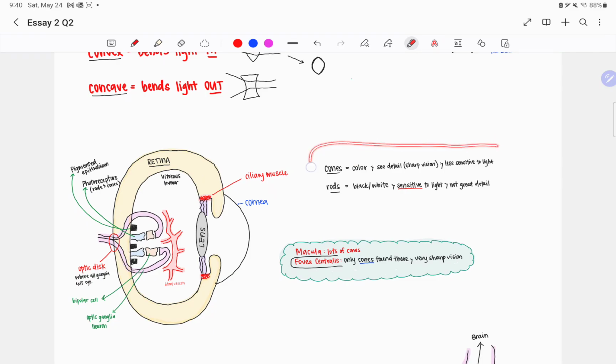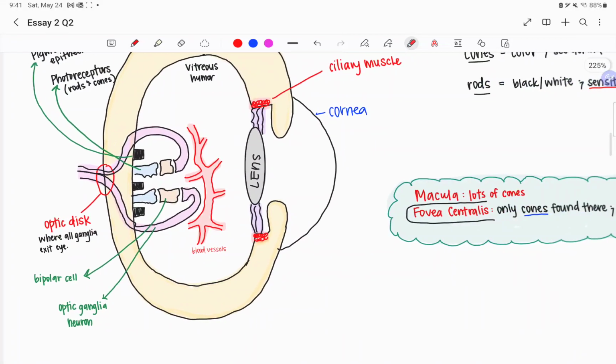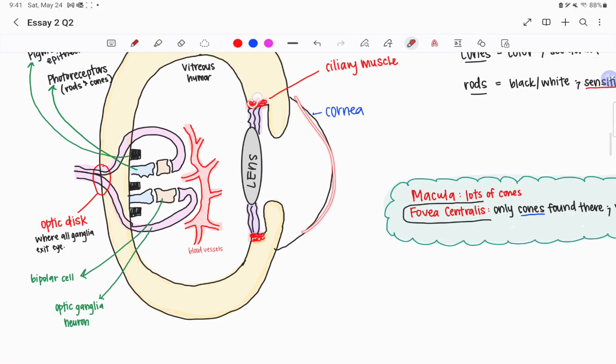So I already mentioned them, right? We have the cones and the rods. There are two types of photoreceptors here. So I'm going to zoom in. We already talked about the cornea, ciliary muscles, lens, suspensory ligaments here, right? And all throughout our eye, we have blood vessels, right? Supplying blood to the places that we need it, right?